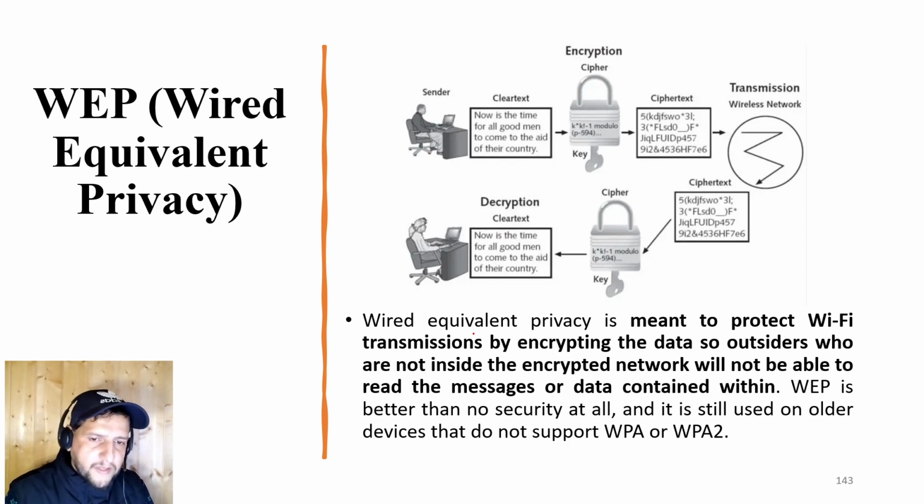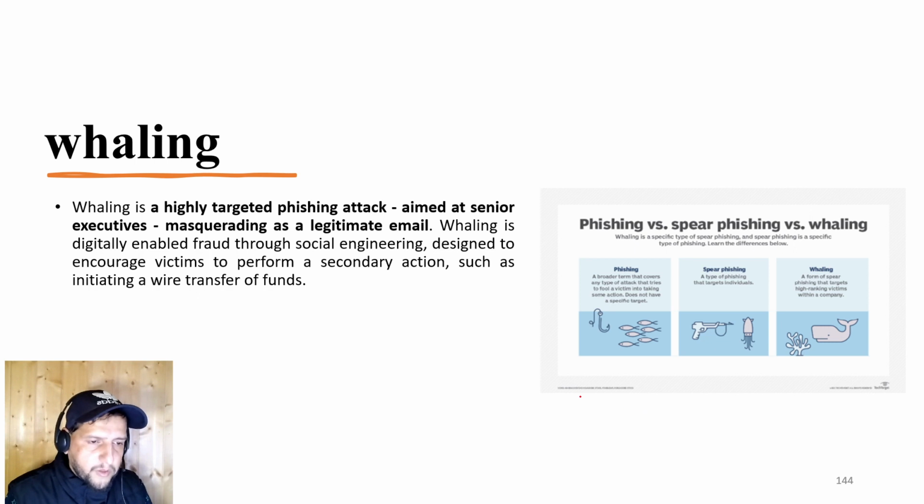WEP is Wired Equivalent Privacy. This is to protect Wi-Fi transmission by encrypting data so that outsiders who are not inside the network will not be able to read the message or data. It's better than no security, but it is still not as secure as WPA or WPA2.